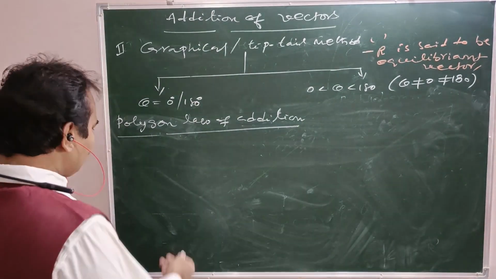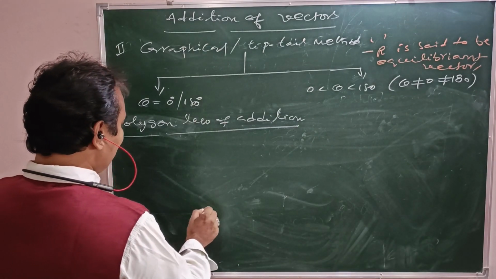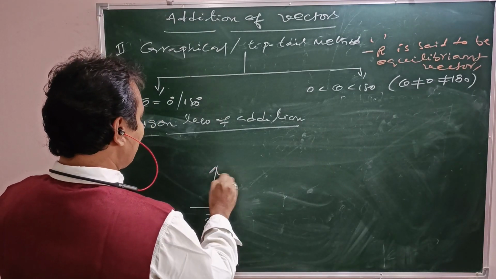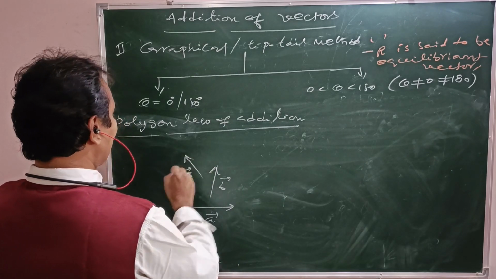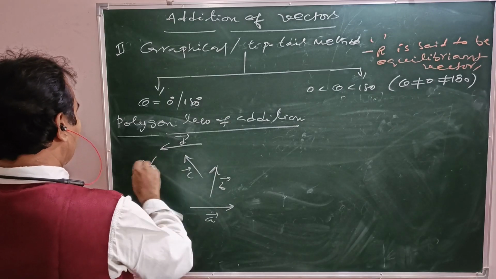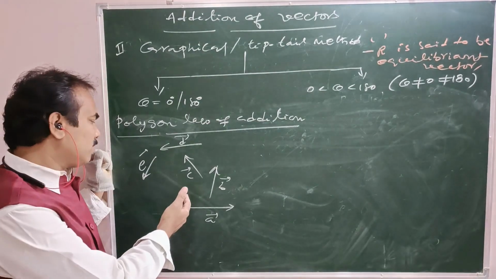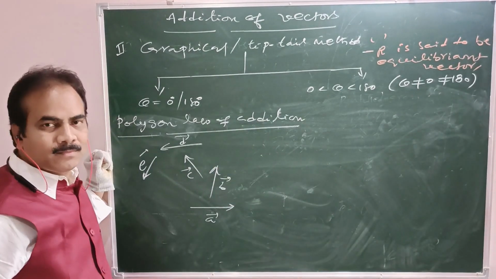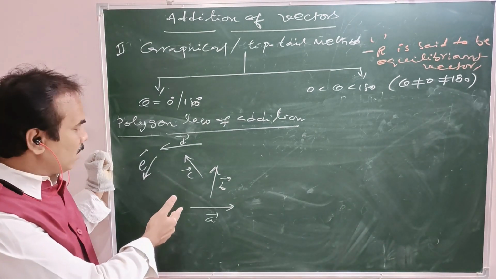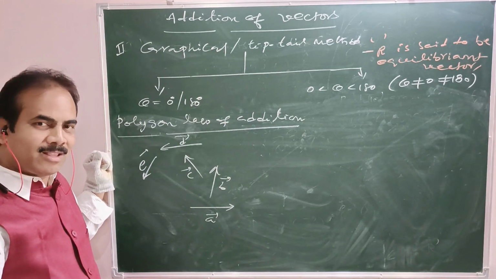Suppose here we have so many coplanar vectors. I'll show: this is A bar, this is B bar, this is C bar, this is D bar, this is E bar, like that. So these are all coplanar vectors, meaning all are acting in the same plane, that is the board plane. Now you are asked to add all these vectors. How to add all these vectors? By forming one polygon. The rule is the same in all the three cases.